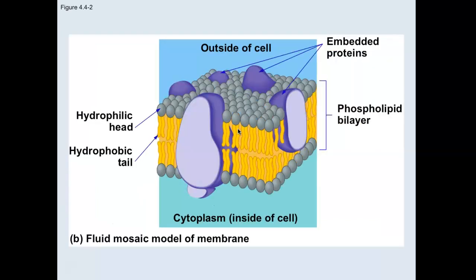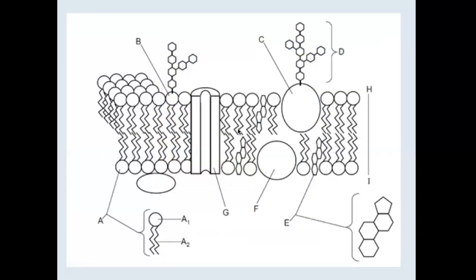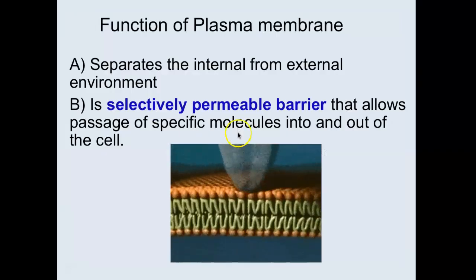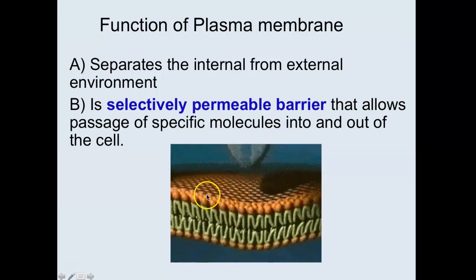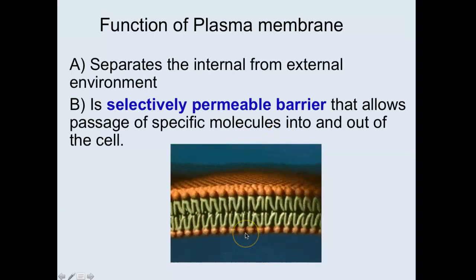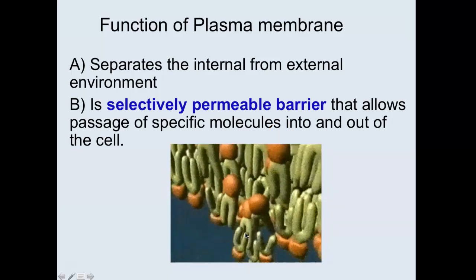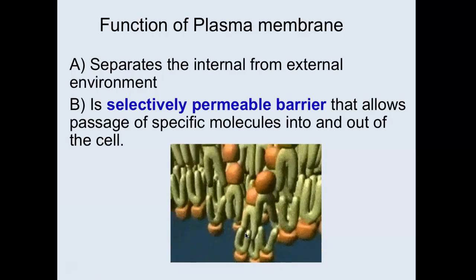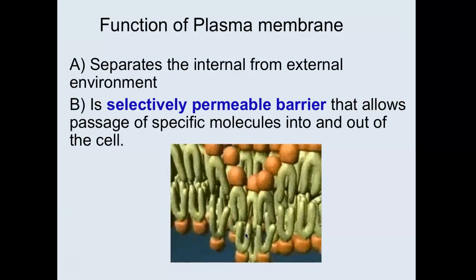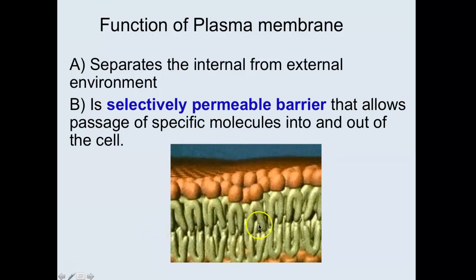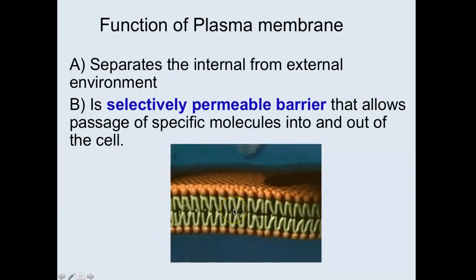So I want to get to letter A, the fluid mosaic model. I just want to show you the fluidity. So this is a nice GIF of the membrane, and you can see that these phospholipids tend to organize themselves away from water. So if you disrupt the membrane, they can go back to normal.